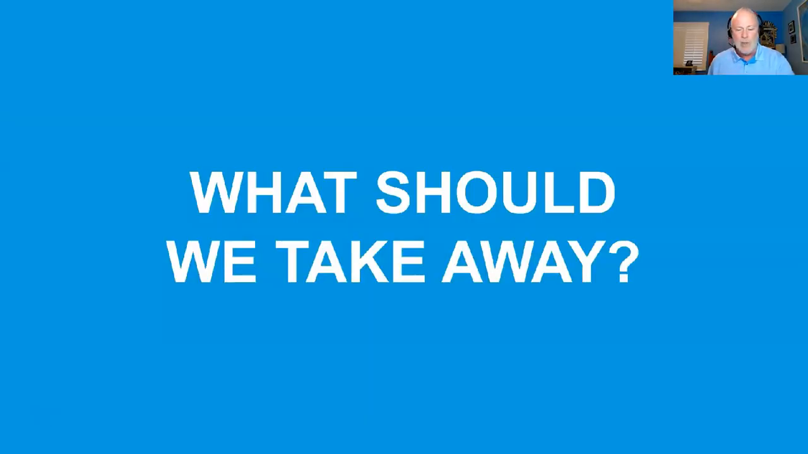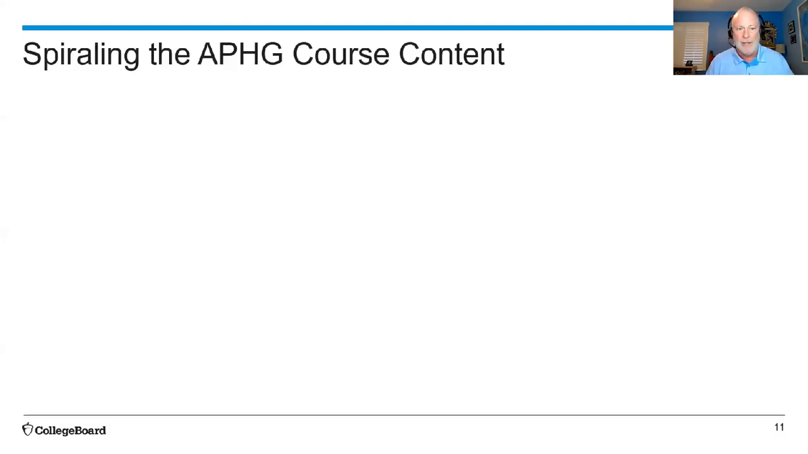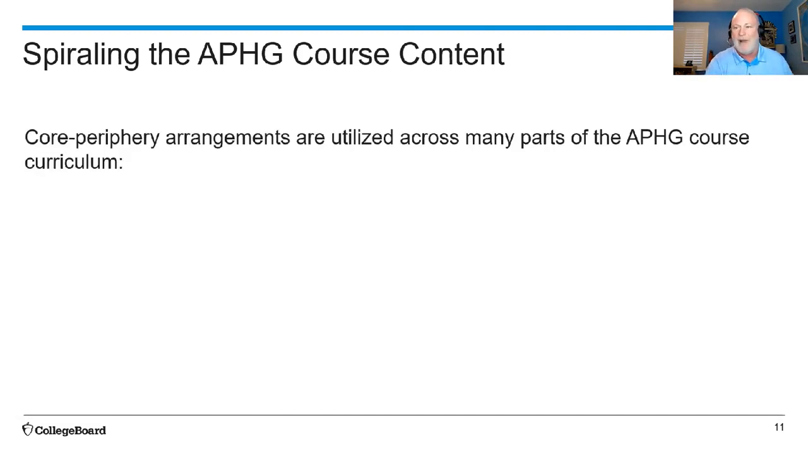Okay. So what are we going to take away out of what we've learned here? The AP Human Geography course, which by now you've seen so many great videos from many of my colleagues and friends, has so much that spirals through Unit 1, Unit 2, Unit 3, Unit 4, Unit 5, Unit 6, Unit 7 now, right? So we know that the core periphery model is something that we're going to come back to over and over and over again. And you're going to utilize it as something that is really helpful in a lot of different ways.